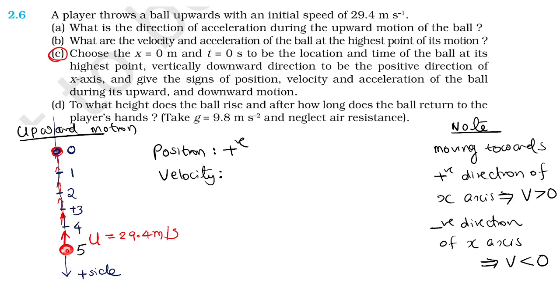Is the body moving towards the positive direction or negative direction of the x-axis? Positive direction means the body has to move downward; the downward direction is the positive direction of the x-axis, as mentioned in the question. Here the body is going upward, so it is moving towards the negative direction of the x-axis. So the velocity is negative.